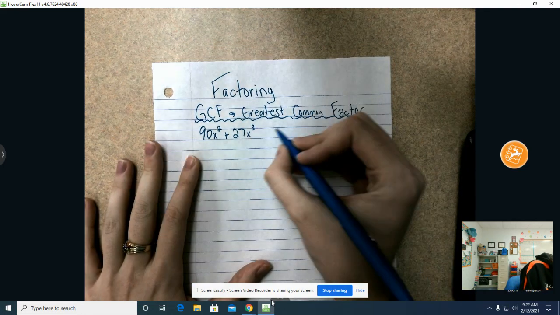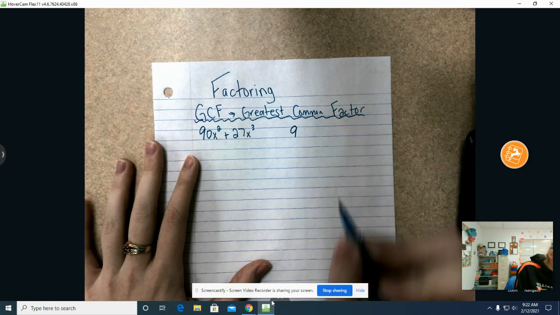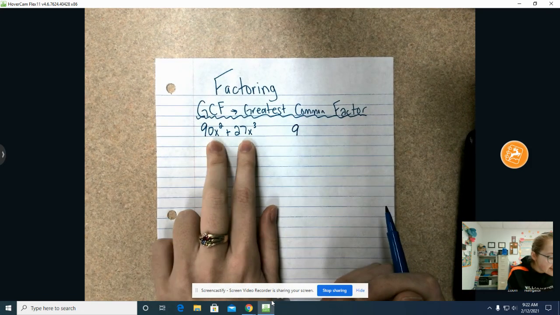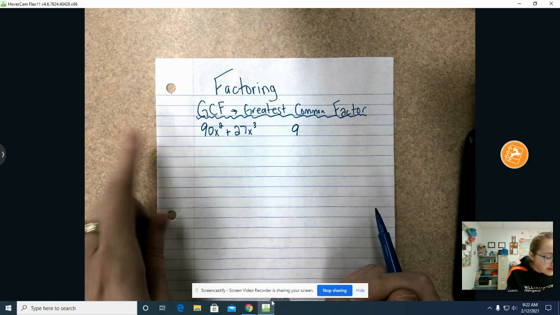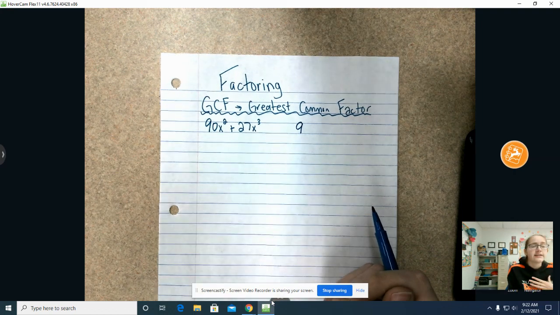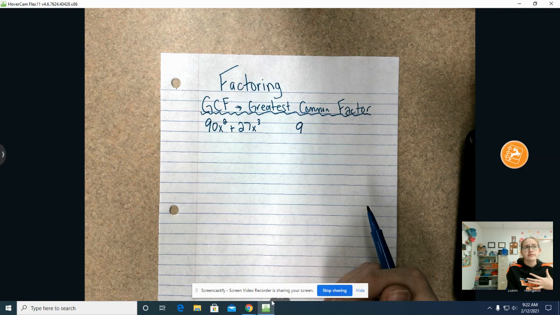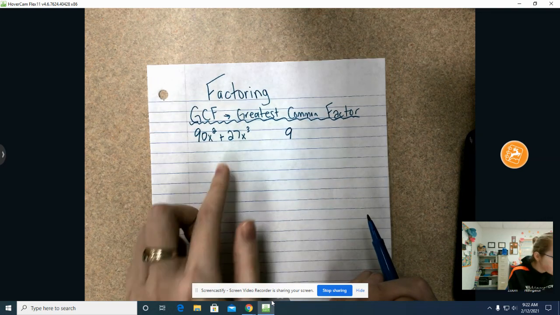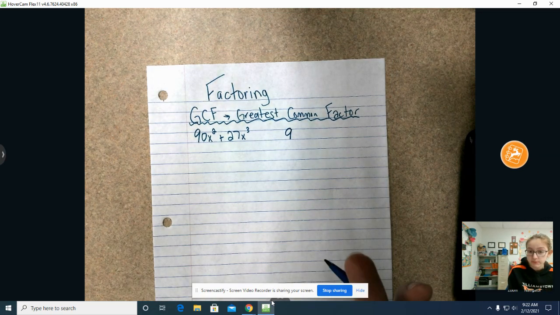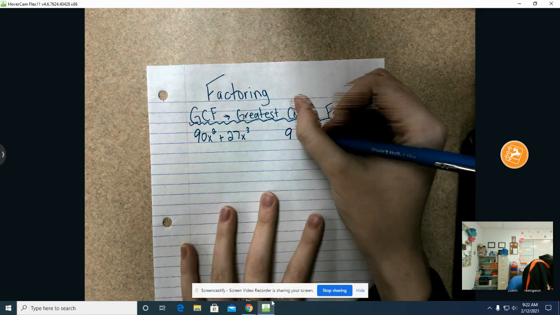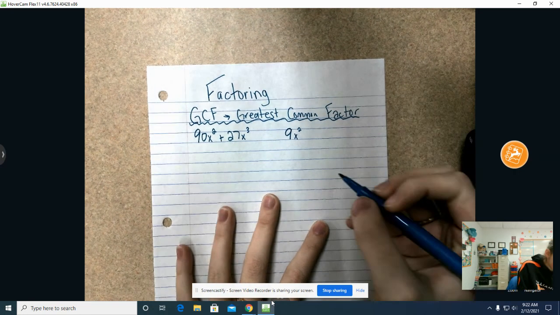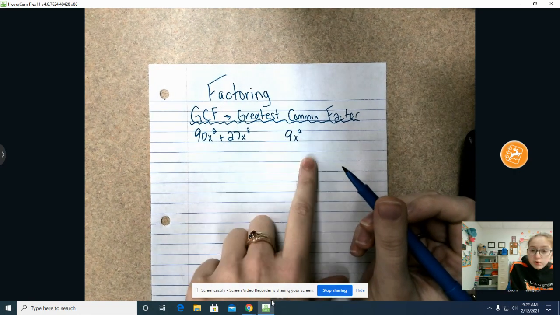So we're going to pull a 9 out, and then we're going to move on to our x's. If I have 2 x's over here and I have 3 x's over here, what's the most amount of x's I can pull out? 2. I can pull out an x squared. So this is the biggest thing that I can pull out.